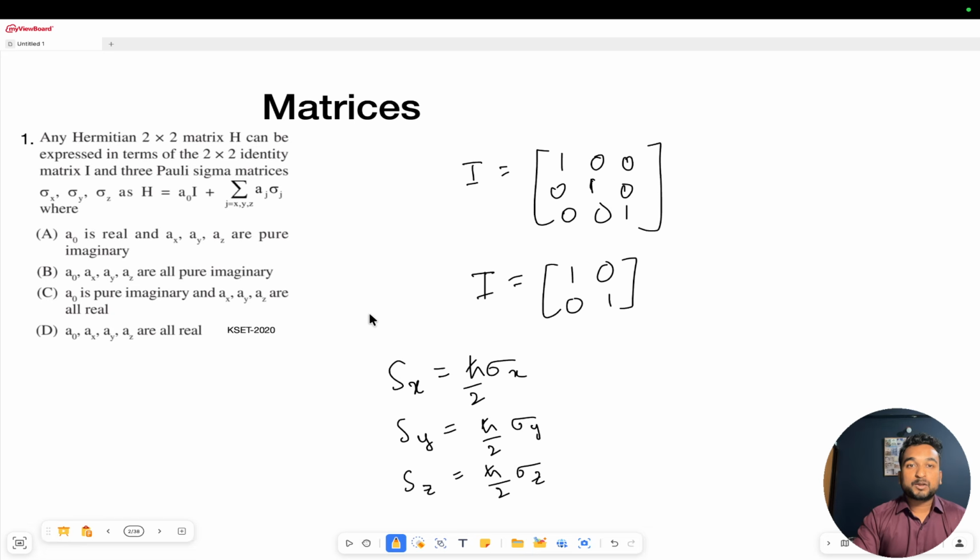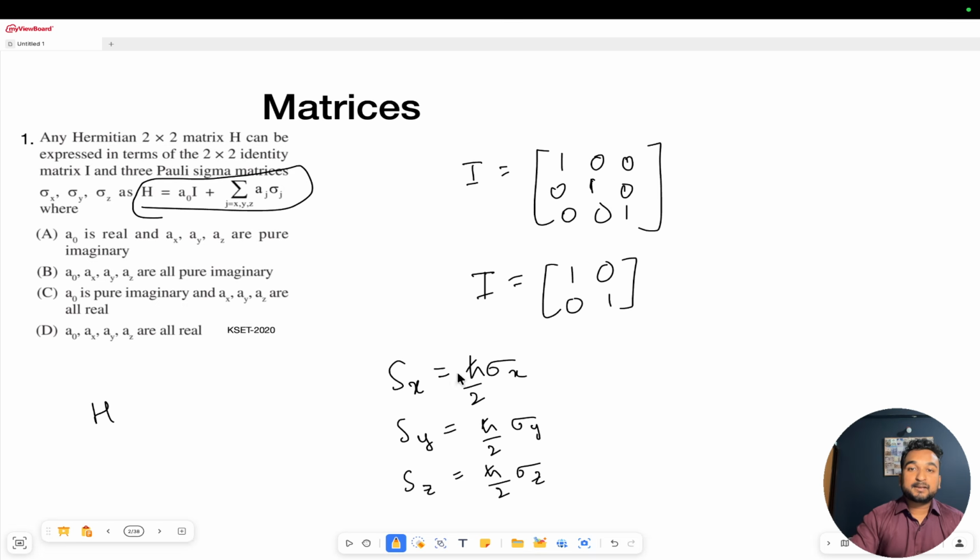So what are they telling? You can write a 2 cross 2 Hermitian matrix in terms of this identity matrix and these Pauli matrices sigma x, sigma y and sigma z. Like this, here they have mentioned. You can write a Hermitian matrix, but in which case will it be Hermitian? That is, at what values of a0 and aj will the matrix be Hermitian?